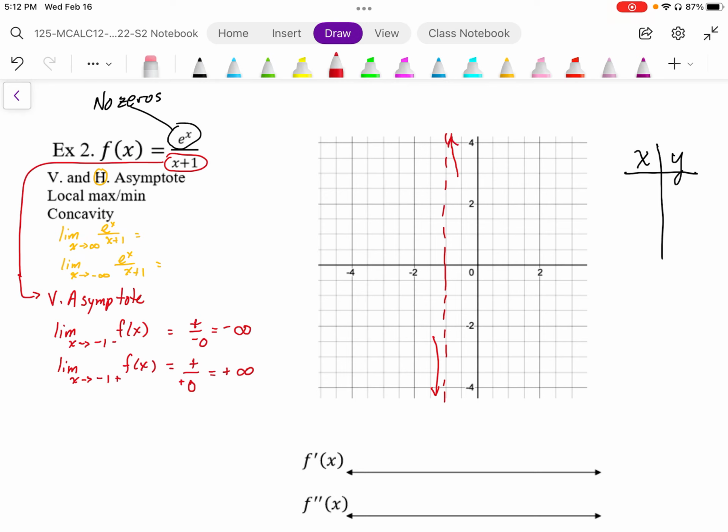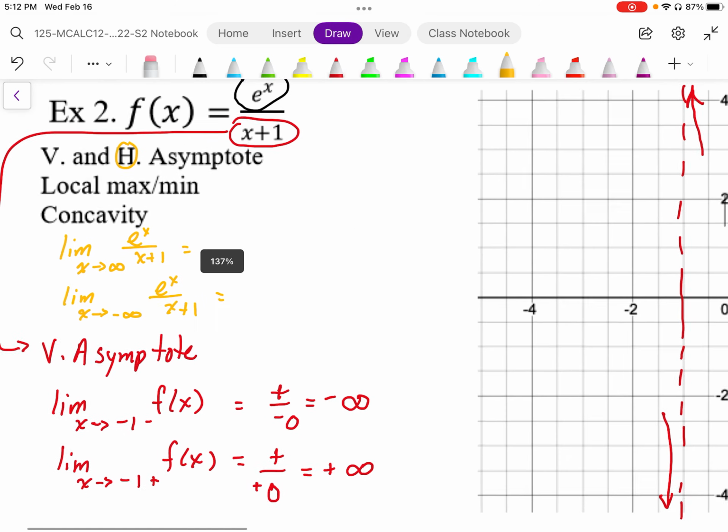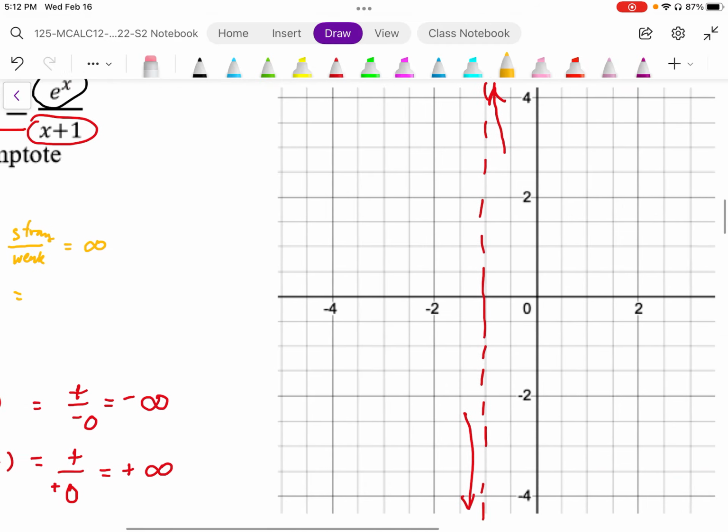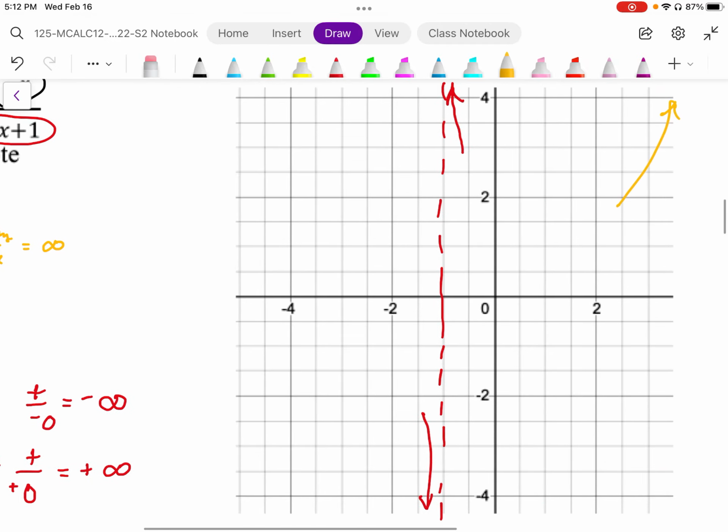Looking at the horizontal asymptotes, it is endpoint behavior. So we want to see what's happening as x gets really, really big, as x goes to infinity. So we're going to do those limits. As x goes to positive infinity, we're going to end up with a really big infinity over a small infinity. This is strong over weak. So that's going to go to infinity. What's going to end up happening on this side is it's just going to go shooting off like that.